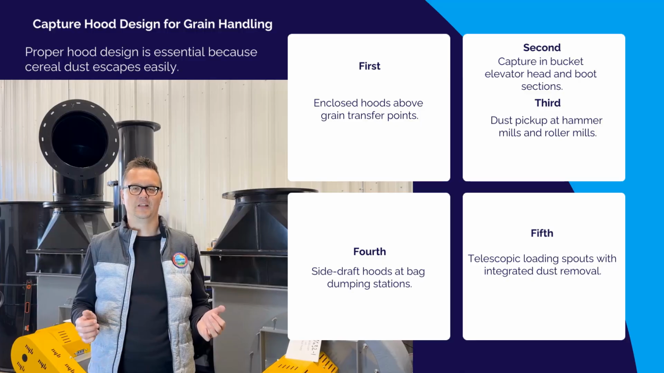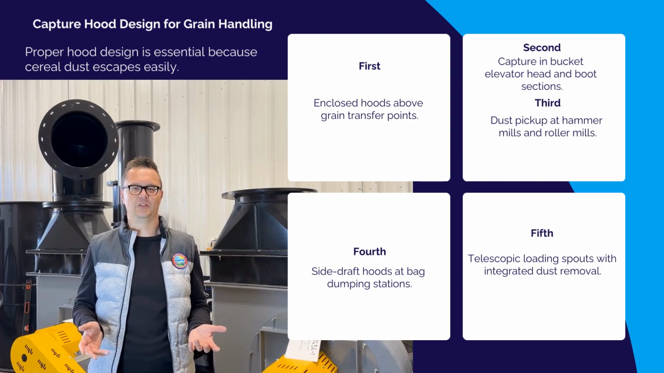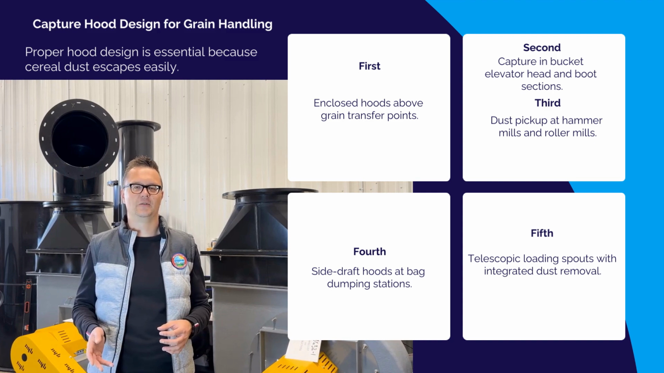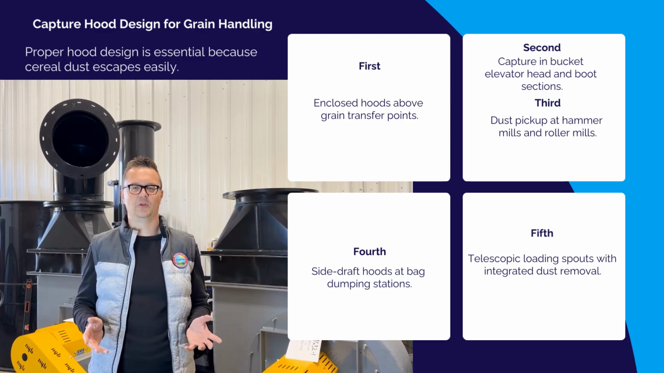Capture hood design for grain handling. Proper hood design is essential because cereal dust escapes easily. Effective methods include: first, enclosed hoods above grain transfer points. Second, capture in bucket elevator head and boot sections. Third, dust pickup at hammer mills and roller mills. Fourth, side draft hoods at bag dumping stations. Fifth, telescopic loading spouts with integrated dust removal. Good capture reduces airborne cereal dust by more than half.